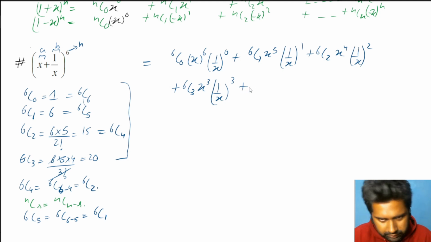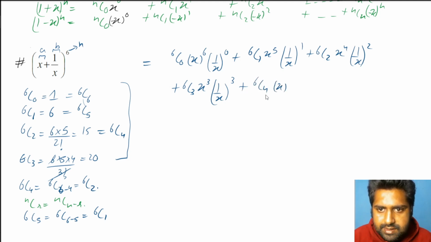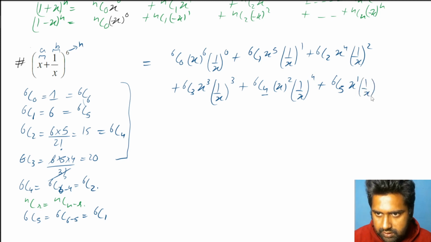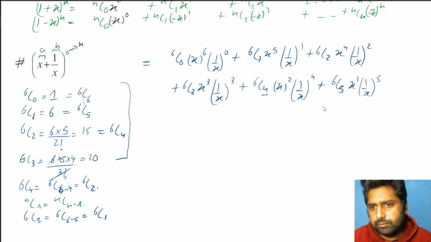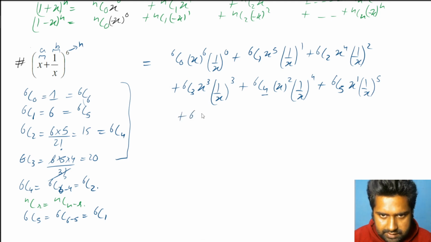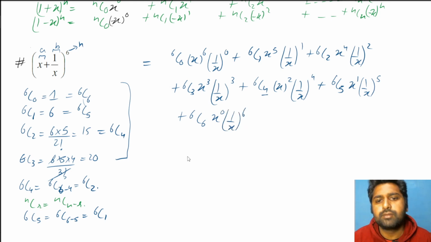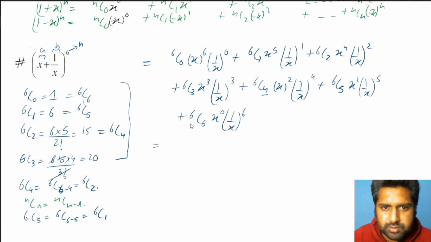You can use the other property also, like 6c4. The first term power is the subtraction of these two. 6 minus 4 is 2, and 1 by x is the second term. Second term power is the same as this, so power 4. 6c5 x raised to power 1, 1 by x raised to power 5, and finally 6c6 x raised to power 0, 1 by x raised to power 6. So of course a lot of terms in the expansion.